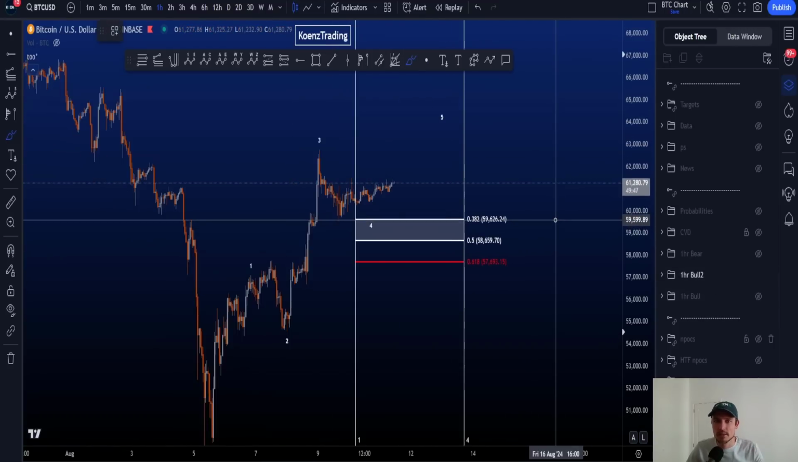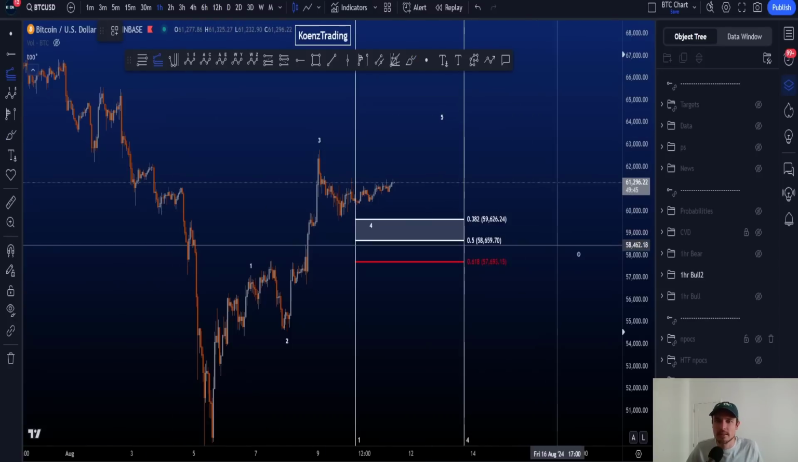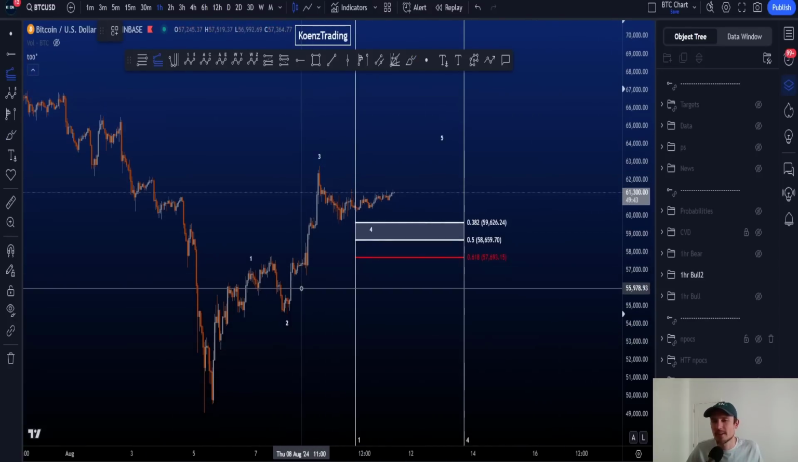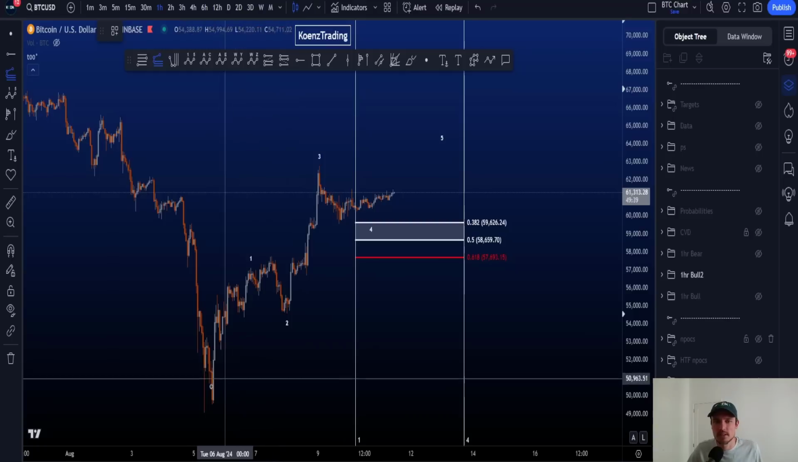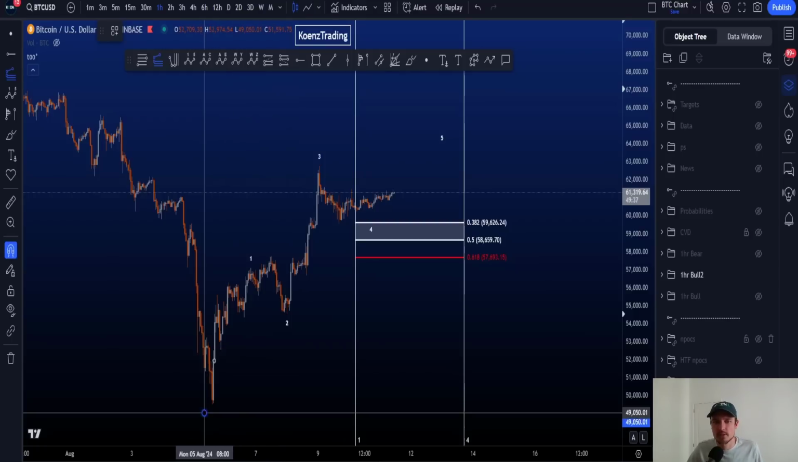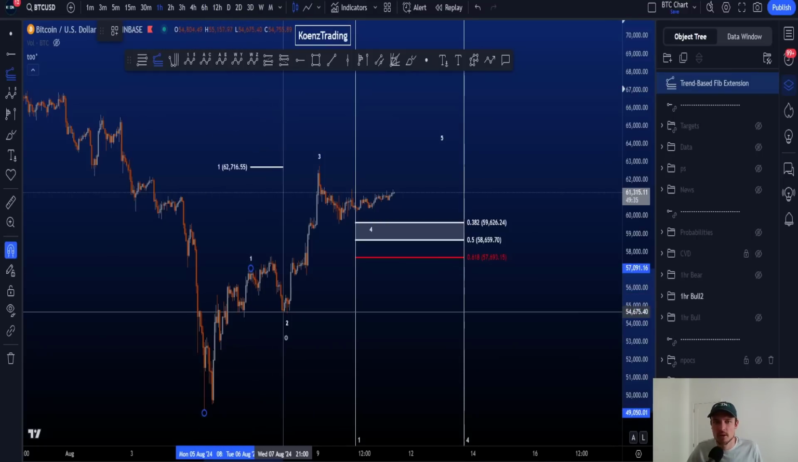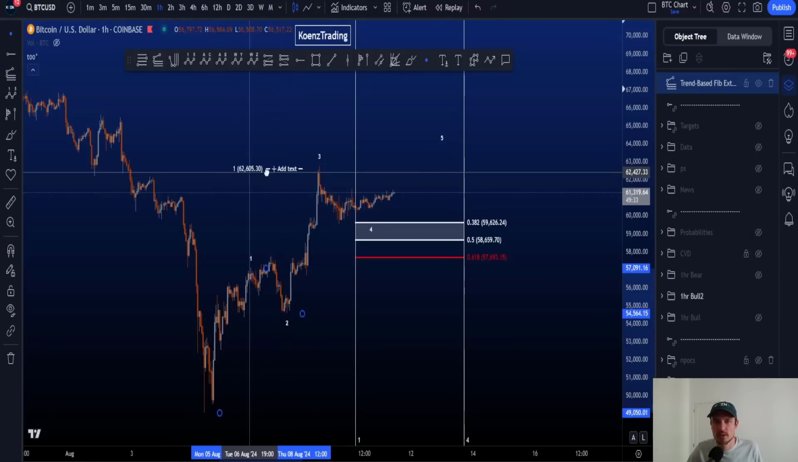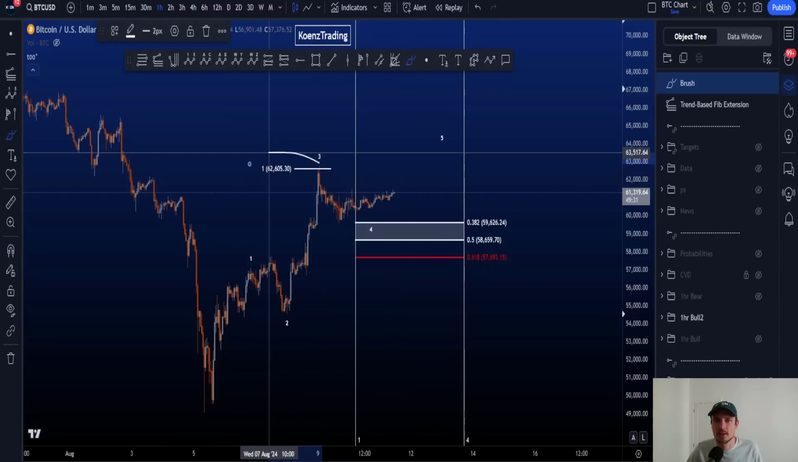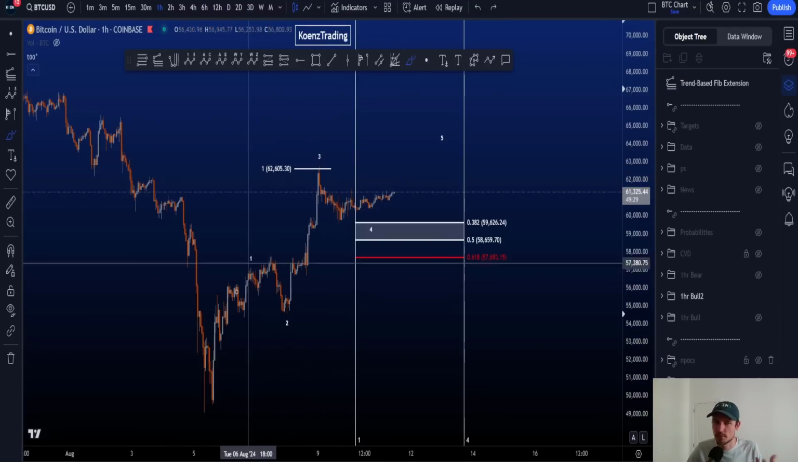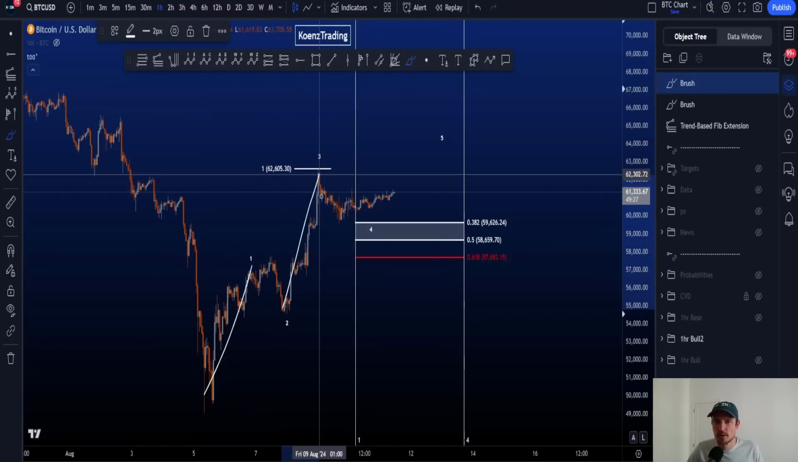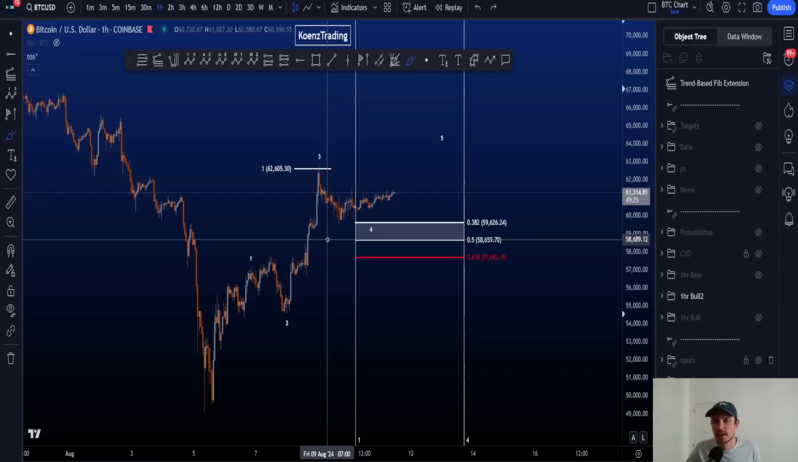Now, what impacts the probabilities for this scenario at least a little bit is that your wave 3 is relatively short compared to what you actually want to see. So if you take a trend-based fib extension from the low to the high of 1 to the low of 2, then you can see that your wave 3 hit the 1-to-1 trend-based fib extension, meaning your wave 1 and your wave 3 are pretty much the same length.